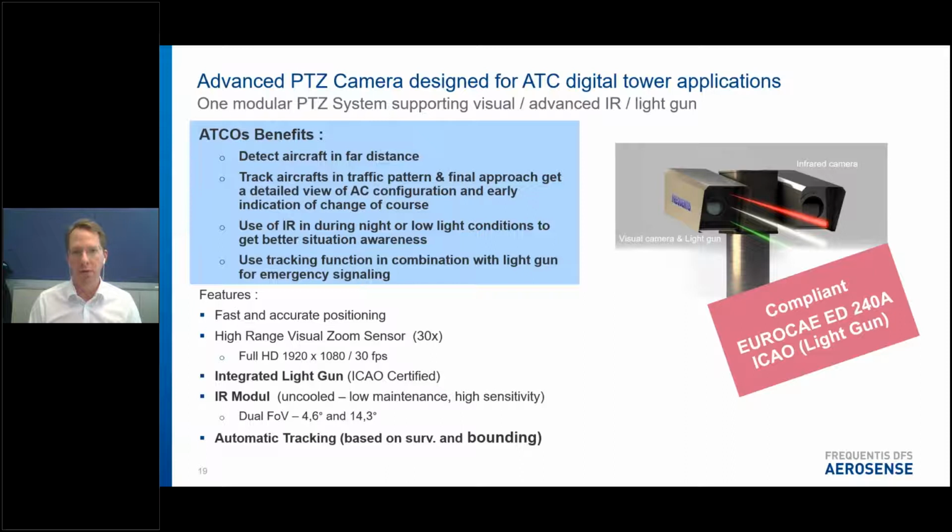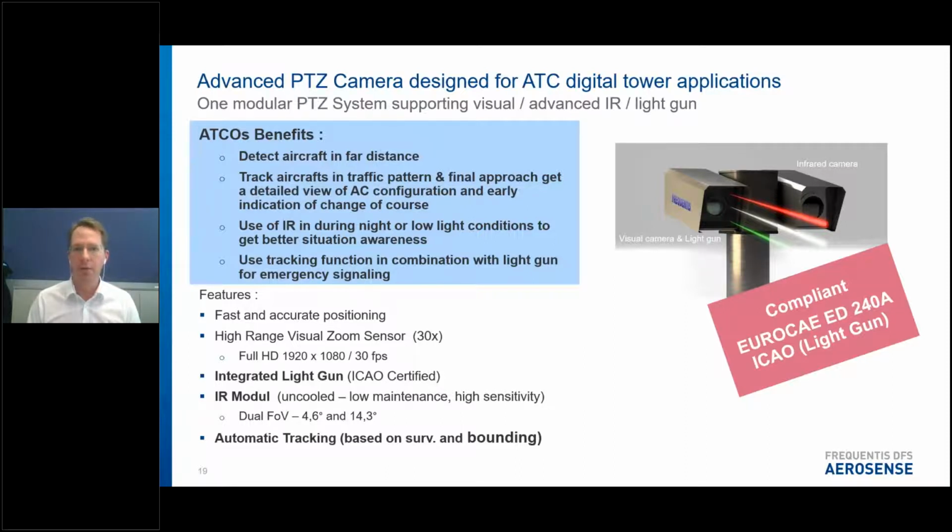Especially when we are talking not only about civil use cases, but also military use cases, as we have in Brazil or at the US Air Force, this system has proven that it is able to perform the operations in a high-performance environment like a military airbase. You have to consider that fighter jets are much faster than normal civil aircraft and also behave completely differently. They maneuver completely differently. And to follow such aircraft with a pan-tilt zoom camera, you have to provide a specific performance.